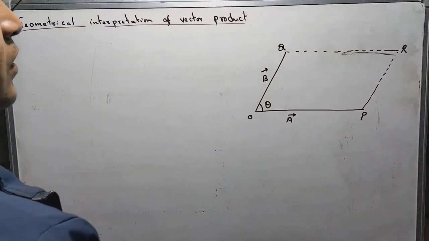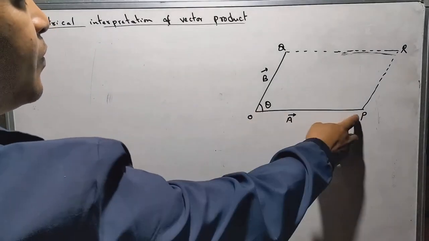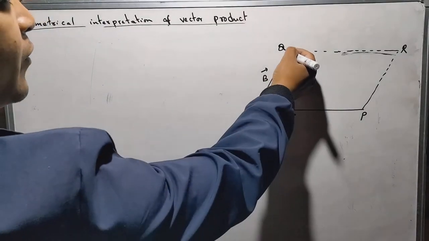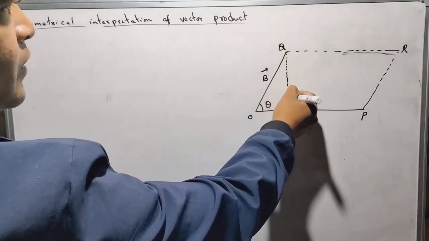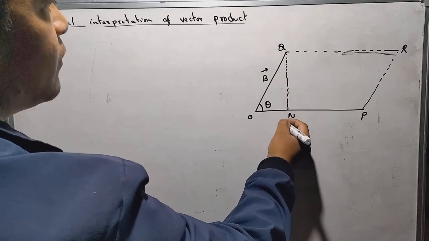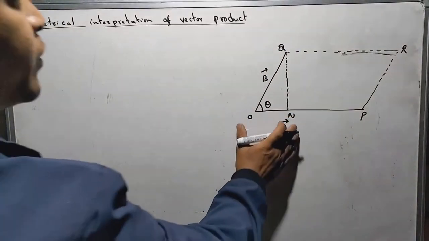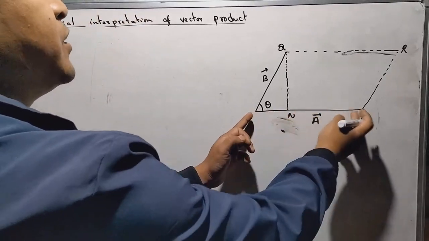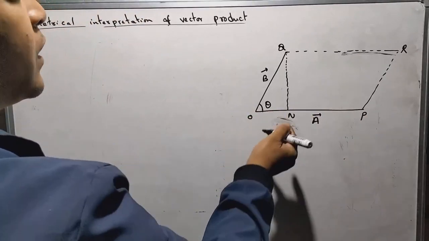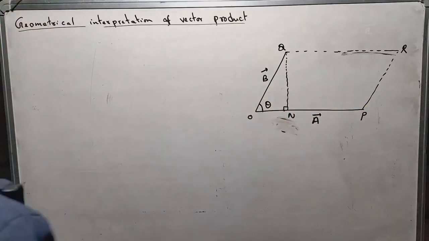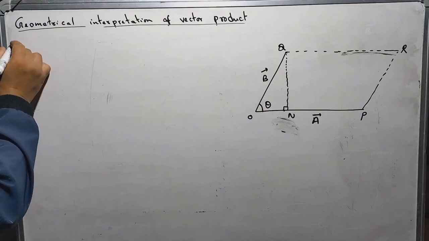If this angle POQ is theta, then I drop a perpendicular line. Let's say this is QN. Don't get confused. This is my A vector, whose magnitude is OP, and it is directed in this way. Now I drop a perpendicular QN perpendicular to OP. Fine. Next, what is the magnitude of A cross B?